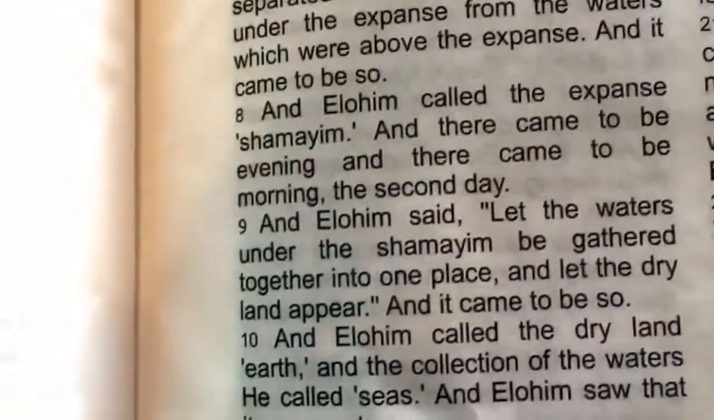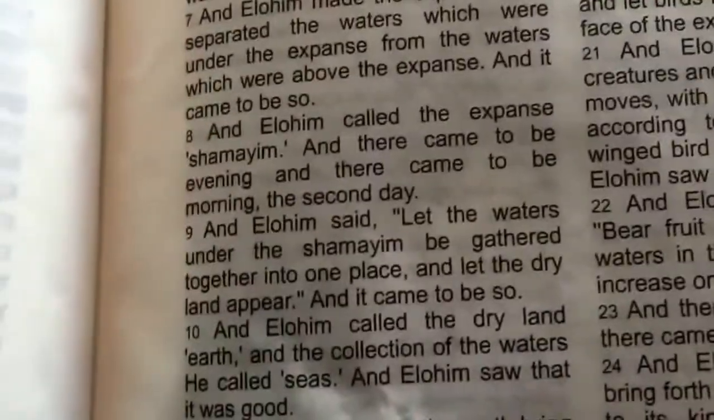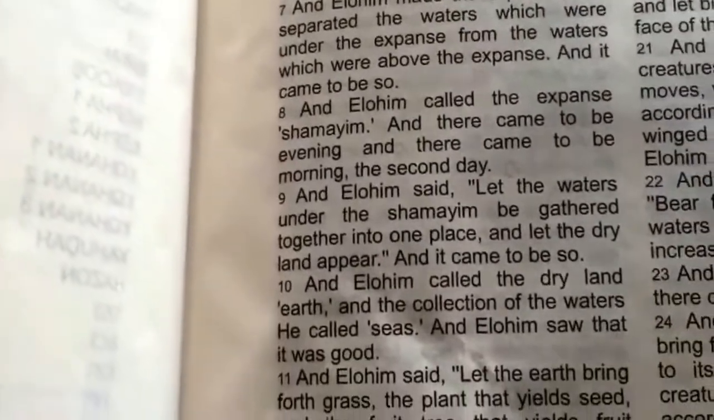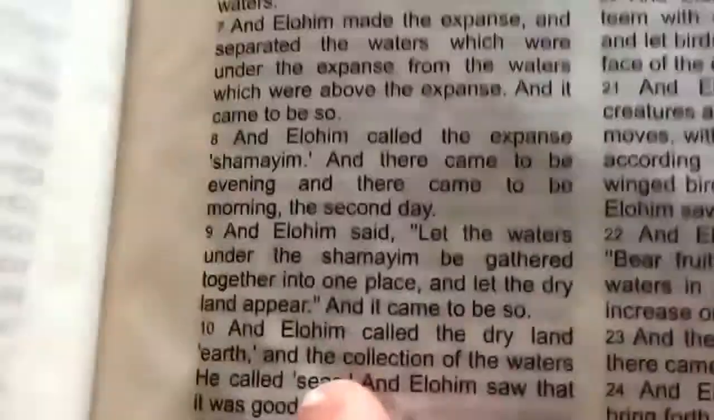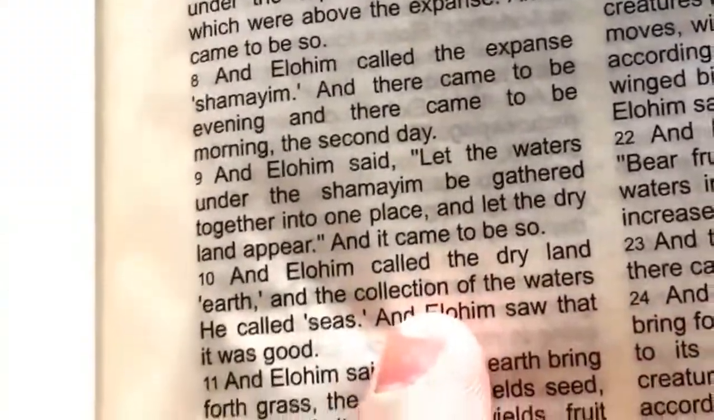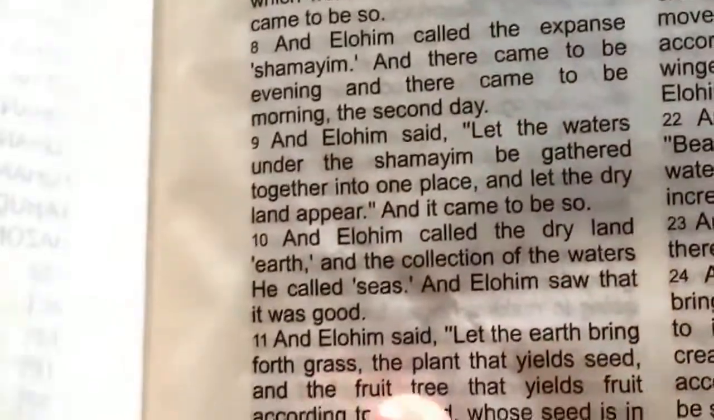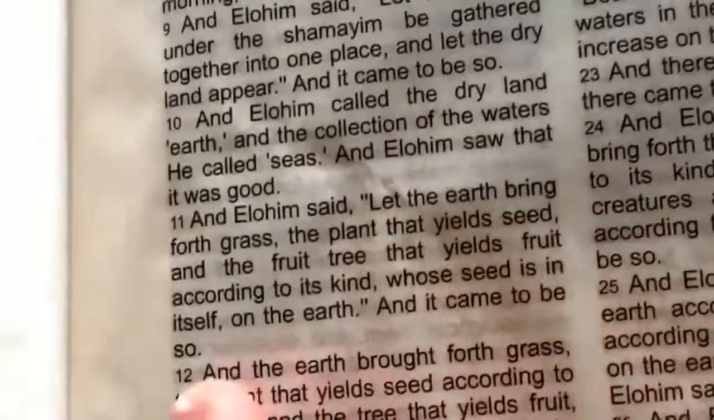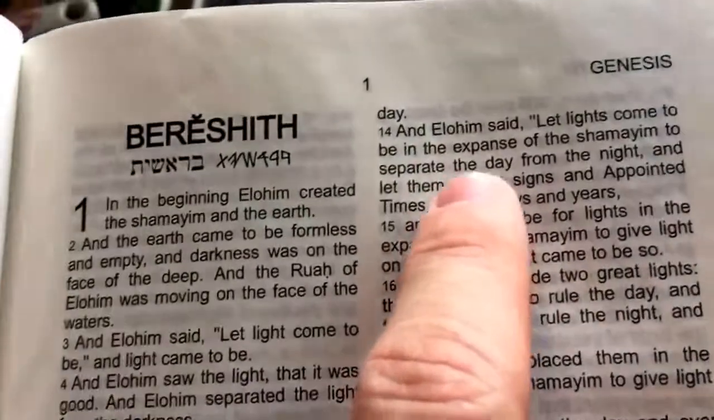And Elohim said, let the waters under the heavens be gathered in one place, and let the dry land appear. Now, we're going to have to let that paper just be dry land for a minute, because I'm not that crafty to make a little fake earth under there. And Elohim, sorry, John. And Elohim called the dry land earth, and the collection of waters he called seas, and Elohim saw it's good. And Elohim said, let earth bring fruit and plants.